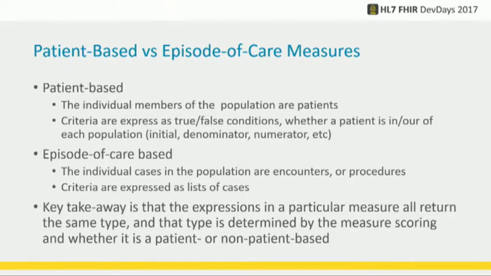For any of these, the important takeaway is that for any particular measure, all of your criteria will return the same type of thing. So if you have a patient-based proportion measure, then all of your initial population, numerator, and denominator will describe sets of patients. Whereas if you're talking about an episode of care, all of your numerator and denominator and initial population will return sets of encounters, right? And that's to enable not only talking about and describing the measure, but so that an implementation that's actually running this measure knows how to run that and perform the calculation.